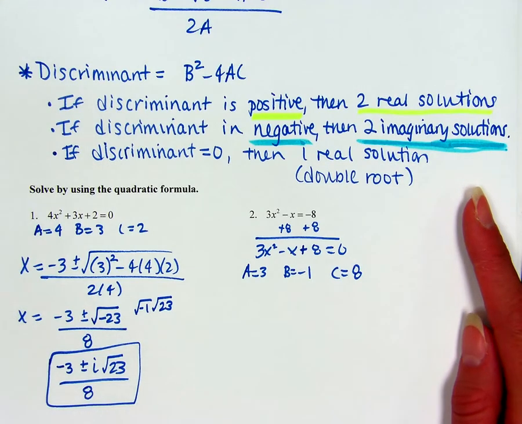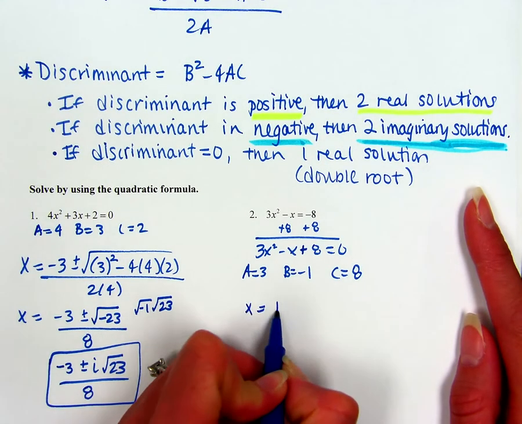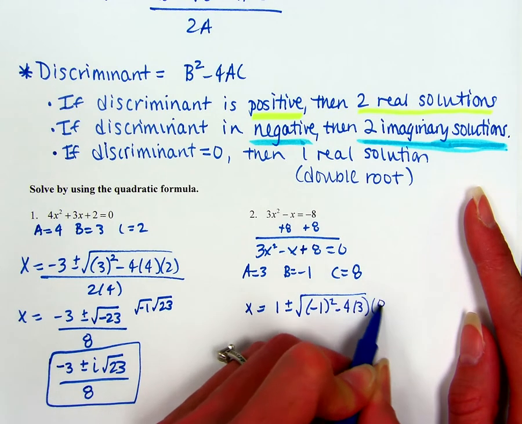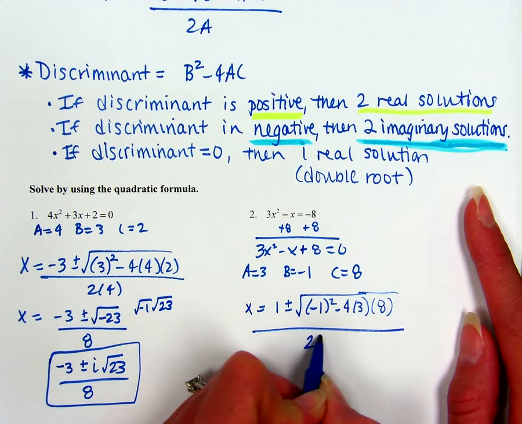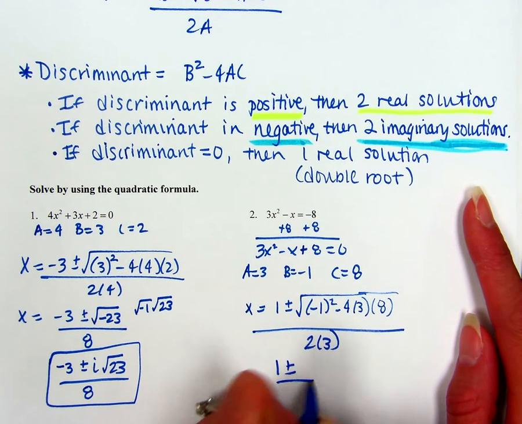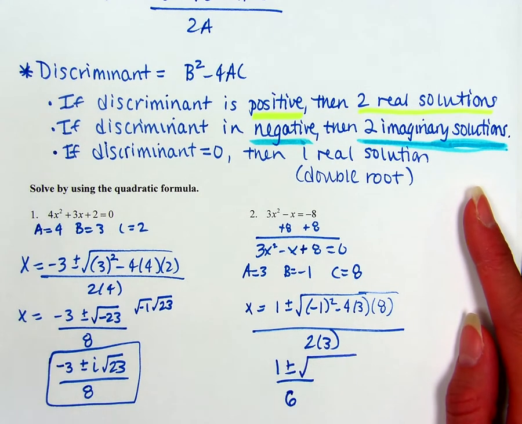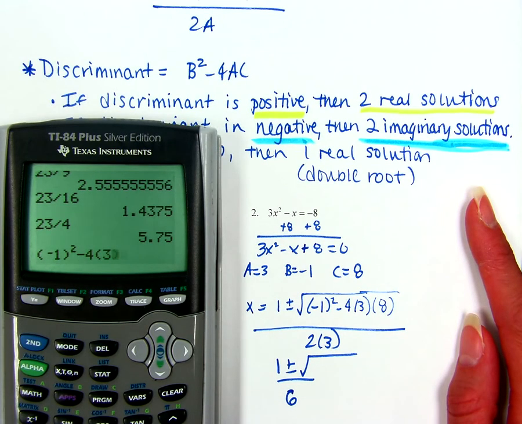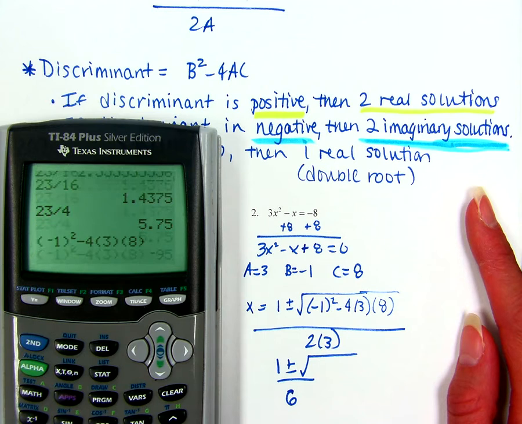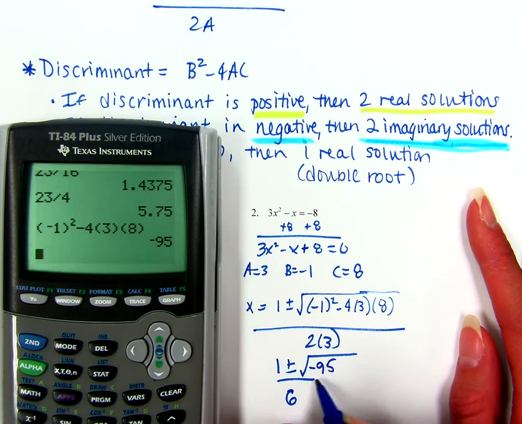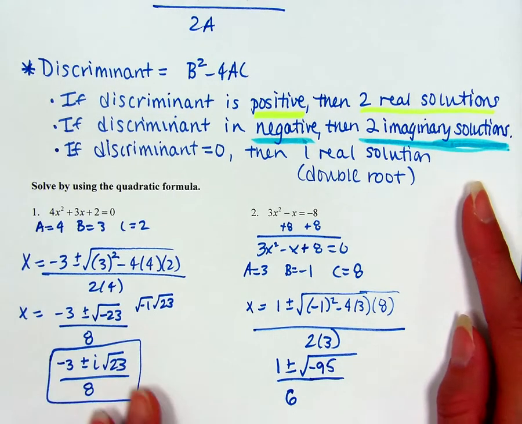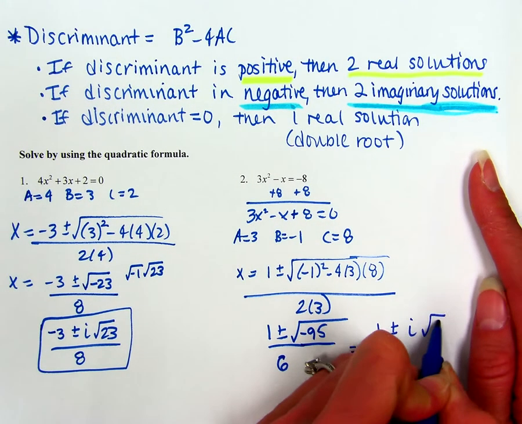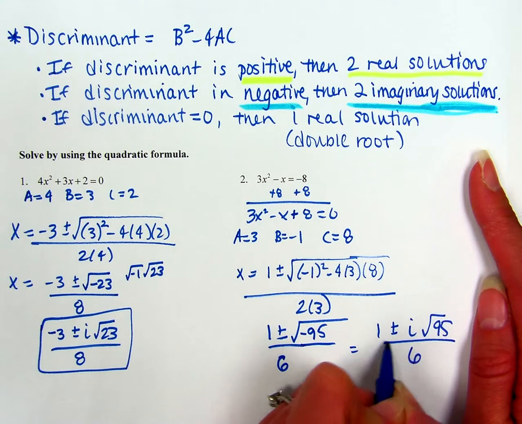All right, problem number 2. We have a, b, and c already labeled, so it's the opposite of b plus or minus the square root of b squared minus 4ac all over 2a. So 2 times 3 is 6, and now I just need to figure out what this is. So negative 1 squared minus 4 times 3 times 8, and that gives me negative 95. And just like the last one, there's no perfect square that goes into negative 95, so it's 1 plus or minus i root 95 over 6.